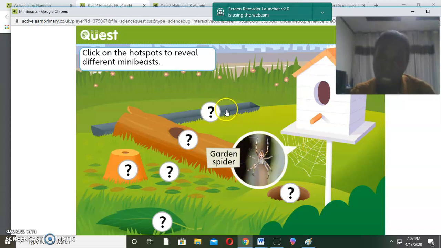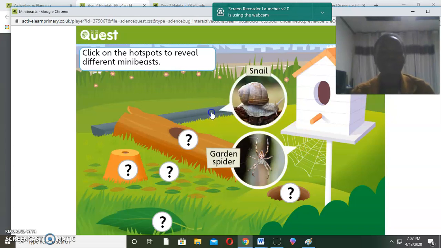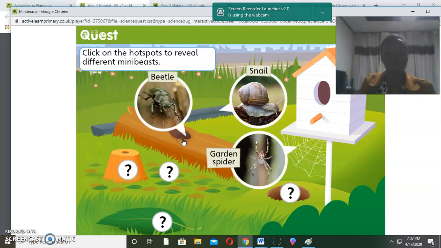How about here? Which type of an insect do you think lives here? A snail. Okay, so a snail lives there. Okay, and then which type of an insect do you think lives on the wood? Can you try and jog your mind? Think. Okay, so let me click to find out. A beetle. Okay, so you can find beetles on the log.